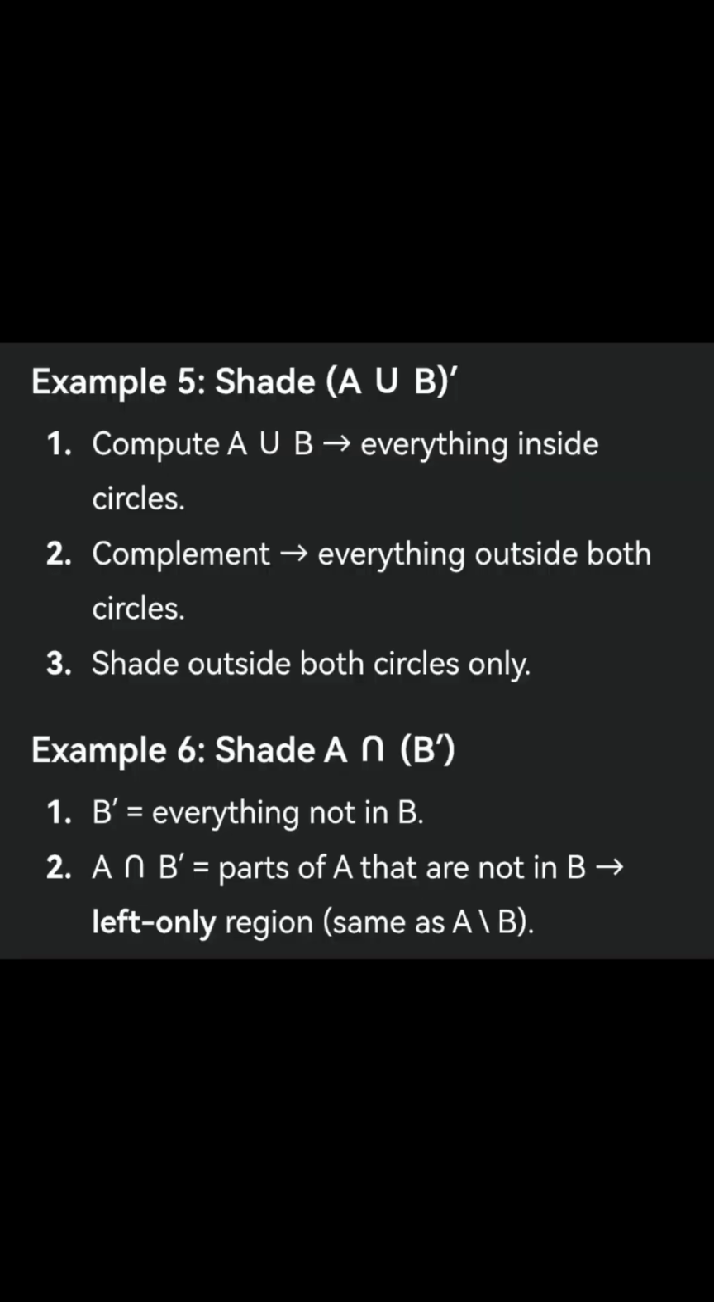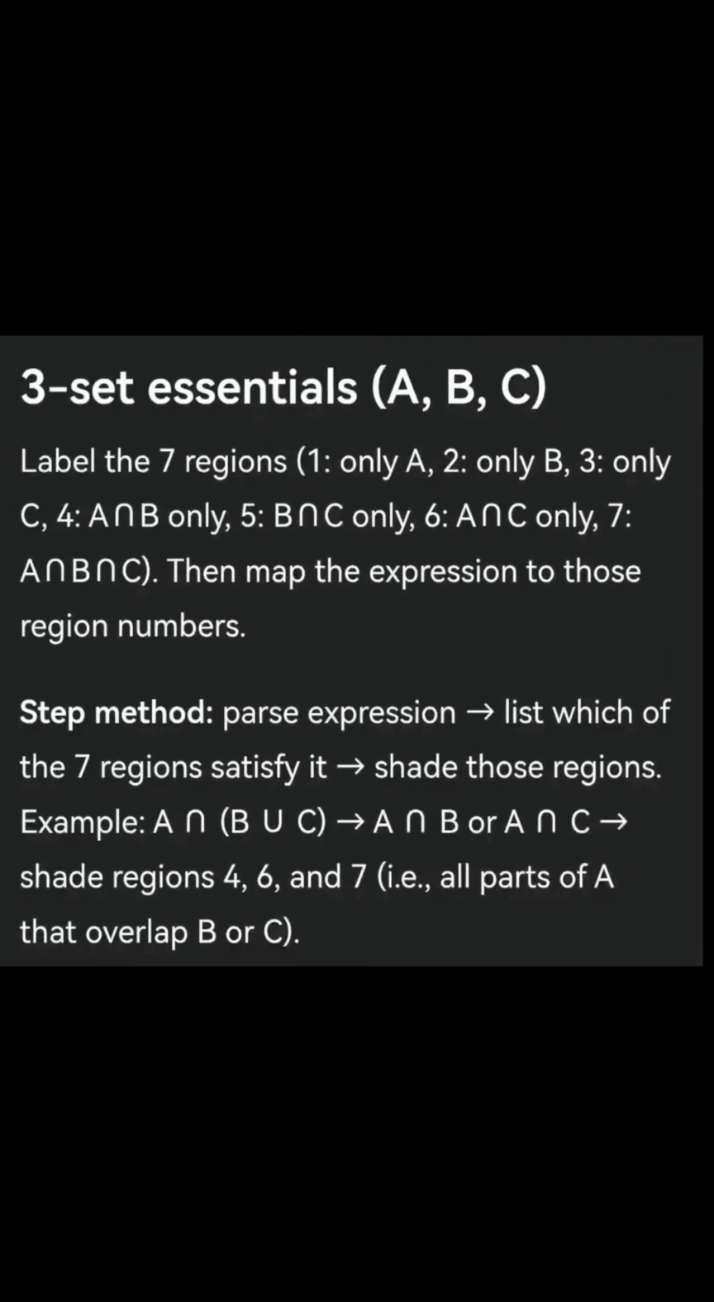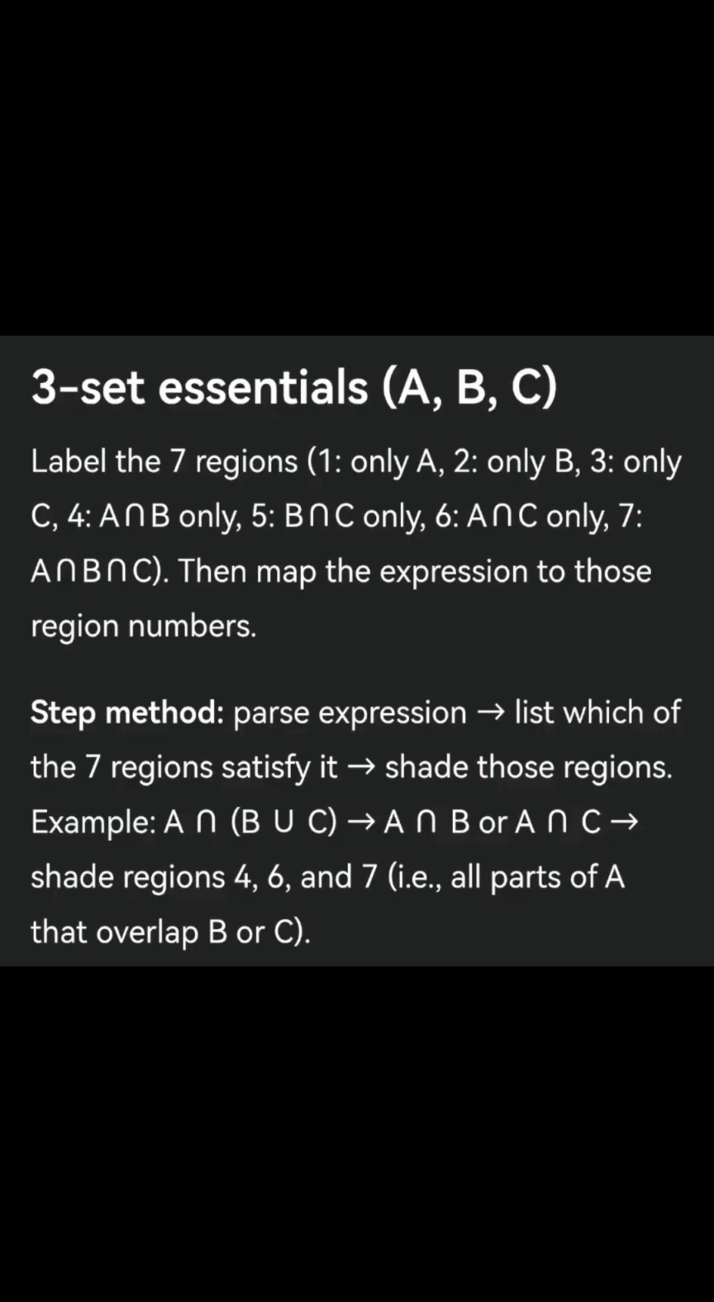So everything not in B. Now A intersection B complement: parts of A that are not in B. So the left only region. You understand? Now we have 3 set examples.